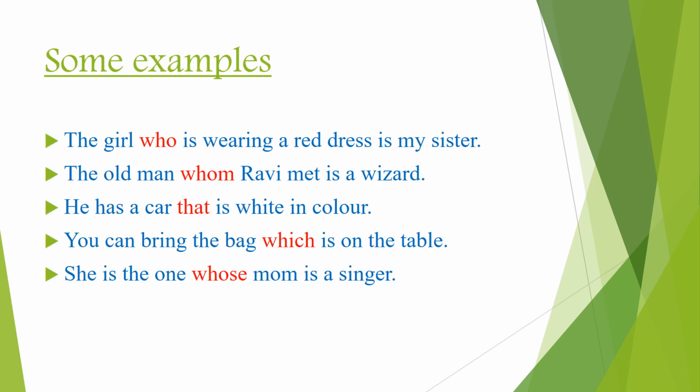Let's read some examples. The girl who is wearing a red dress is my sister. The old man whom Ravi met is a wizard. He has a car that is white in color. You can bring the bag which is on the table. She is the one whose mom is a singer.